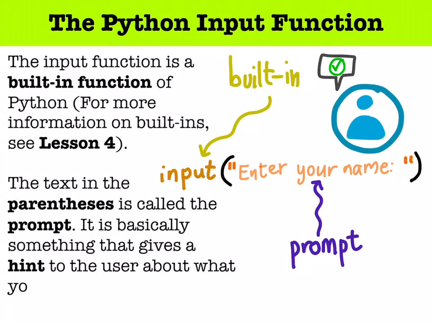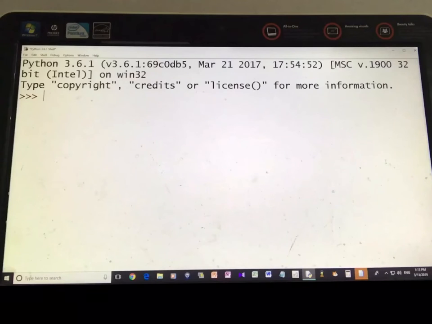The text in the parentheses is called the prompt. It is basically something that gives a hint to the user about what you want them to input. Here is a clip that shows how the input function is used to get data from the user and then store it in a variable.